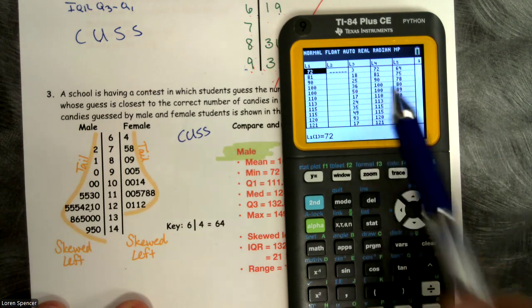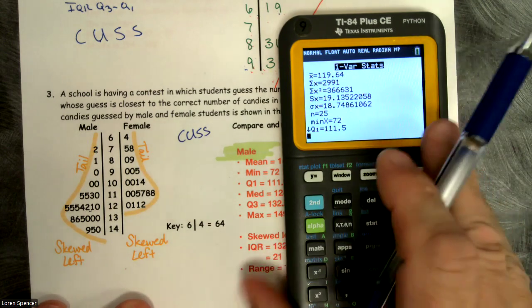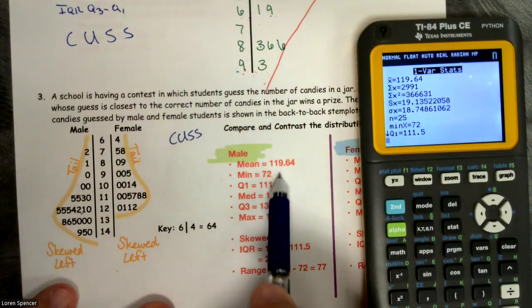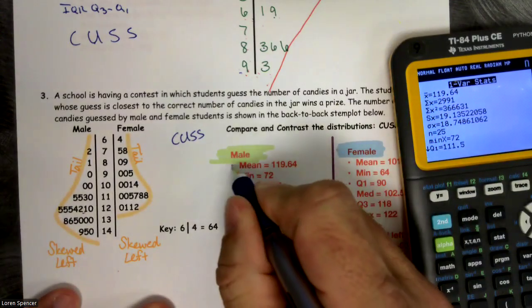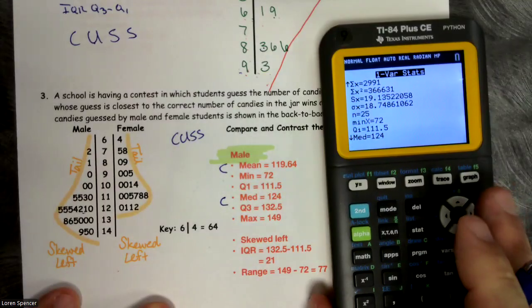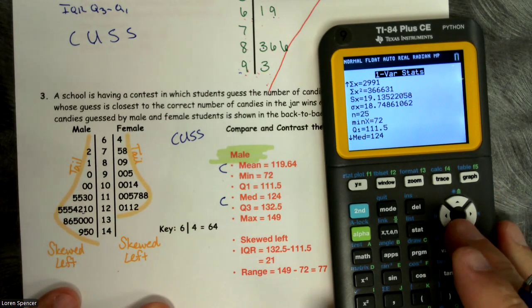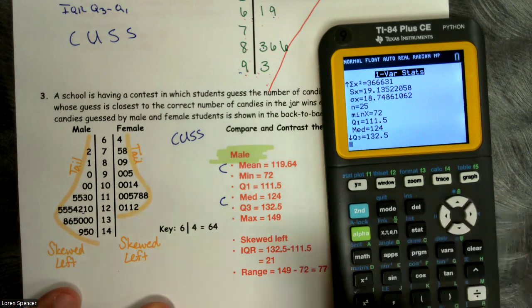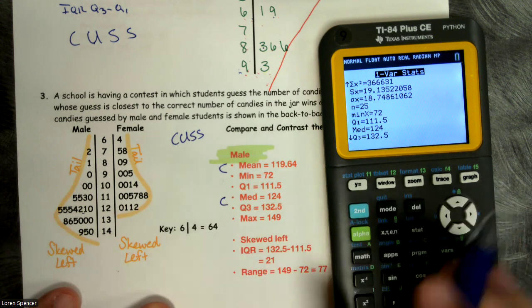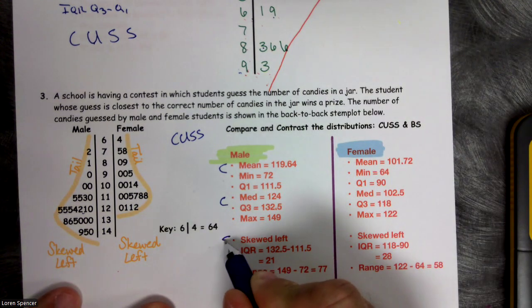So this is my male data, and I'm going to go stat, calc, one variable statistics, L1. And I have a mean of 119. Well, that's a measure of center. And the median is also a measure of center, and I get 124. The next thing, we talk about shape. And our shape, we already said, was skewed left.